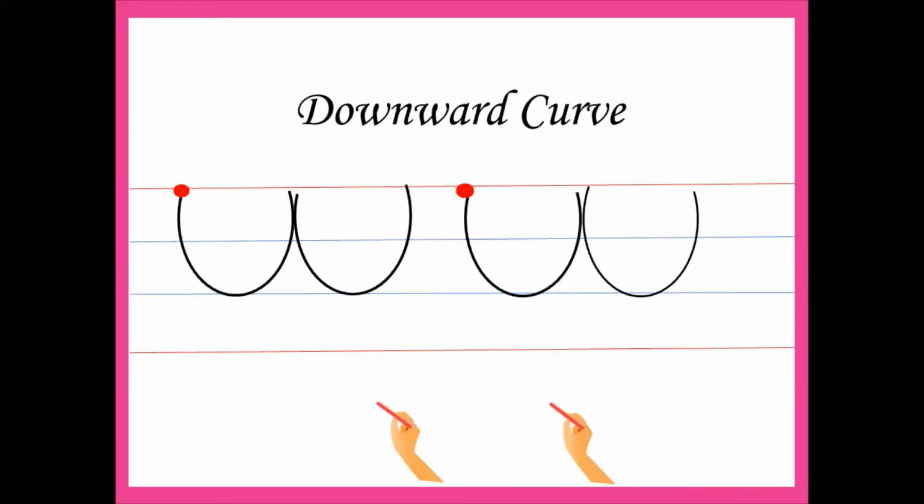Okay, so this is downward curve. So in this curve, we move down. This we start from the red dot, okay, red line. Start from the dot, come down, touch the blue line, again go up, touch the red line. The same way, start from the dot, a slight curve, come down, touch the blue line, again go up and touch the red line.